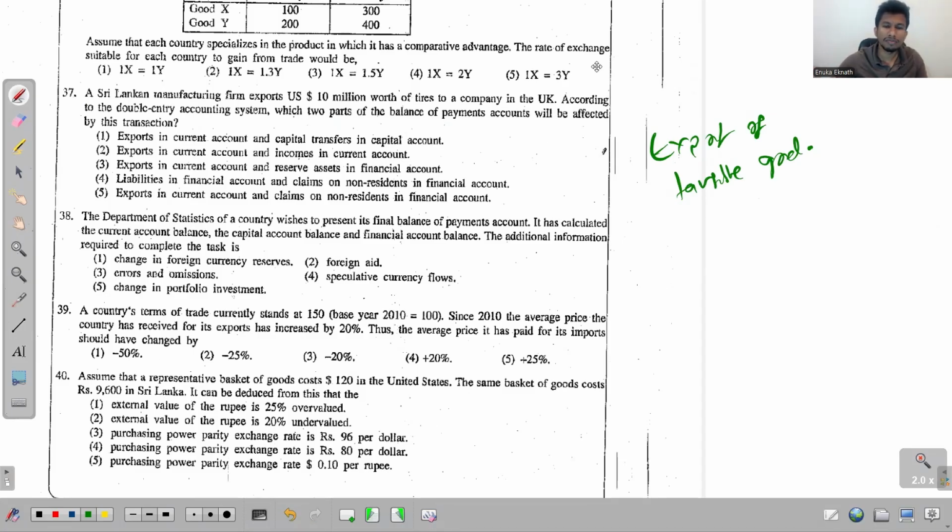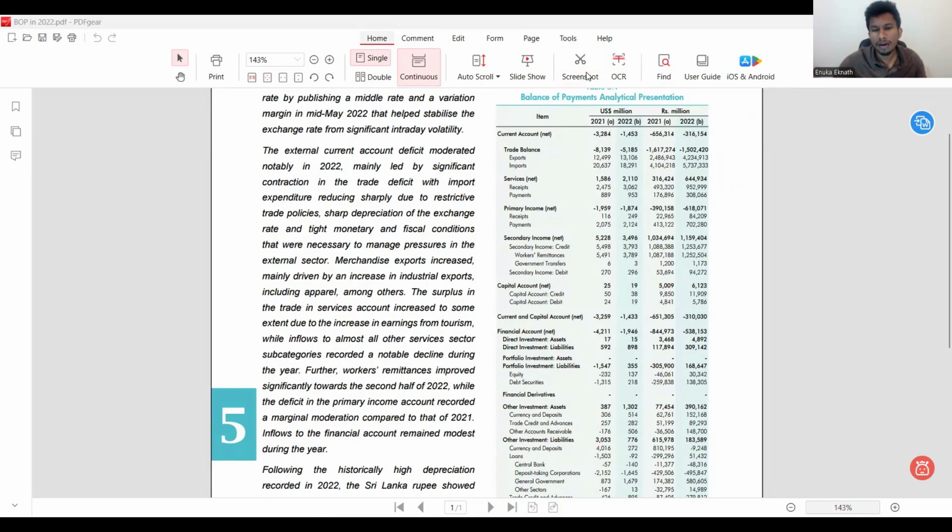Look at this balance of payment. This is the real balance of payment related to the year 2022. So when a sale of tangible good happens, you record it in the trade account under exports. This trade account is in the current account. There are 4 sub accounts in the current account: the first is the trade account, the second is the services account, the third is the primary income account, and the fourth is the secondary income account.